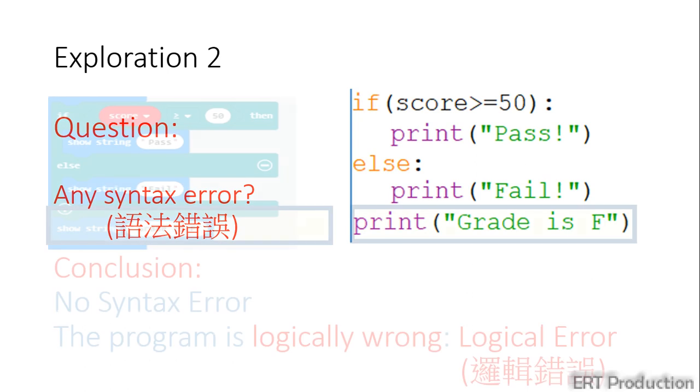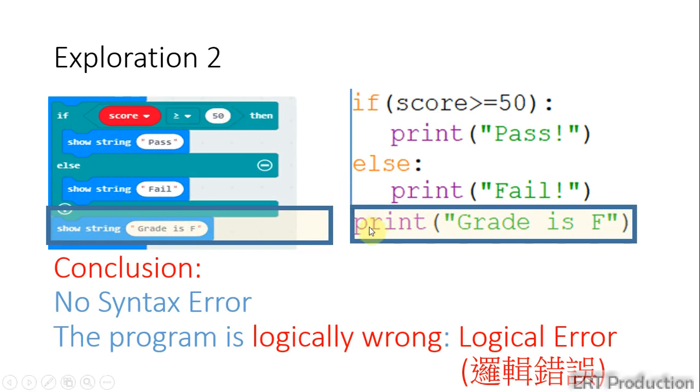It's because the indentation of this output statement is changed. And you can see, it means that it does not belong to the else block anymore. It is quite clear that this statement will be executed after finishing all the above statements. Therefore, the output statement will be executed at the end of the program no matter what the score is. Since the program can be understood by the computer, it has no syntax error. However, logically it's wrong. Therefore, this time it has another kind of error called logical error.